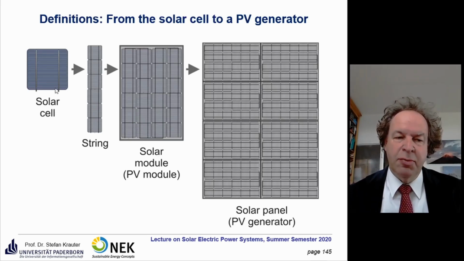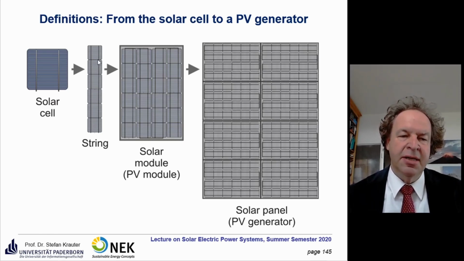So last lecture we discussed the manufacturing of silicon and of solar cells. Now we interconnect these cells into a string. So we interconnect them in series, so all the voltages of the solar cells are added. The current remains the same. That's an important fact because the cell with the lowest current defines the total performance of the string.